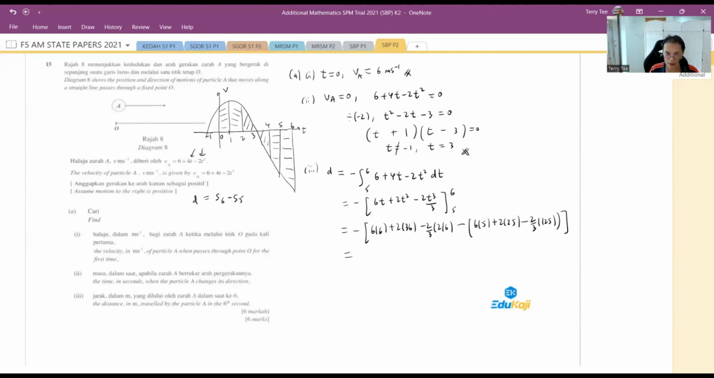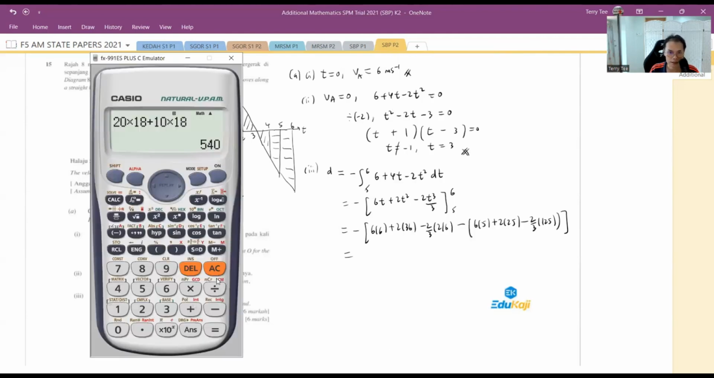Okay, use your calculator. You can count manually, or you can even use your calculator in one shot. I'll show you one by one. This is 6 times 6, 36. 6 times 2, 72. This is minus 2 over 3 times 216. And then you minus, this will be 6 times 5 is 30. 2 times 25 is 50. This is 2 times 125 is 250 over 3. There you go. I got negative 98 over 3.